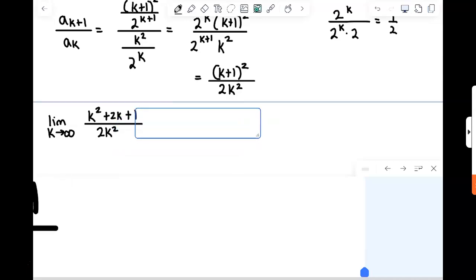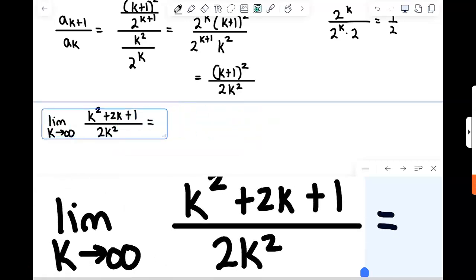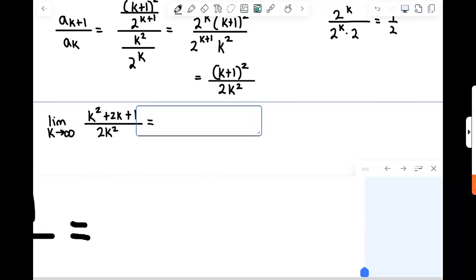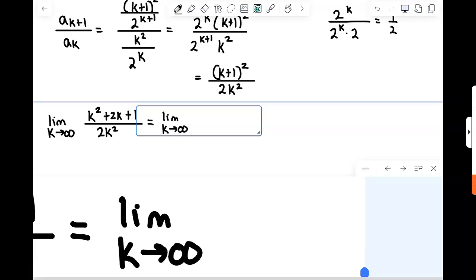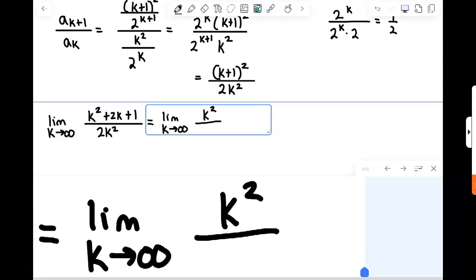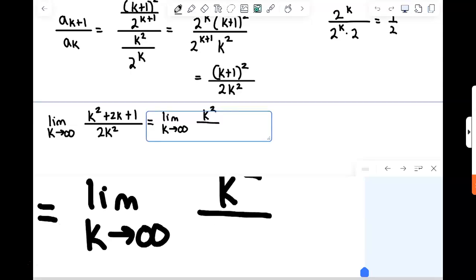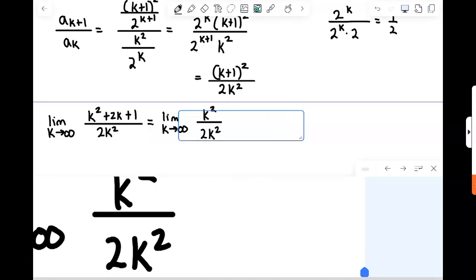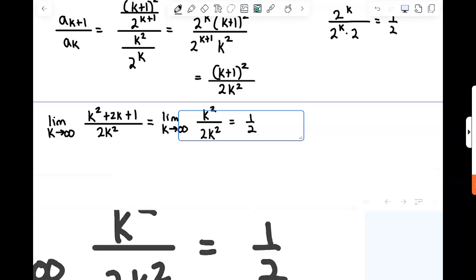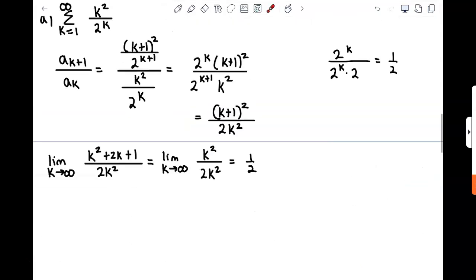So we could use L'Hopital's rule, but it's actually easier to just recognize that all that's going to matter in the top and bottom is the largest power. That's going to dominate everything. So this would be the limit of k squared over 2k squared. The k squareds will cancel out, and we get that the limit is 1/2. So as k goes to infinity, the ratio of the terms of the sequence approaches 1/2.